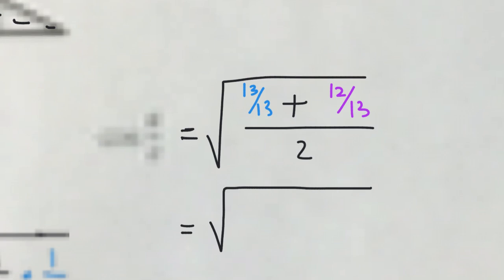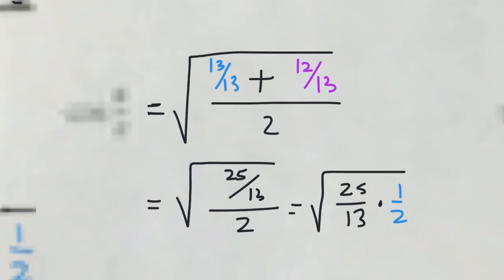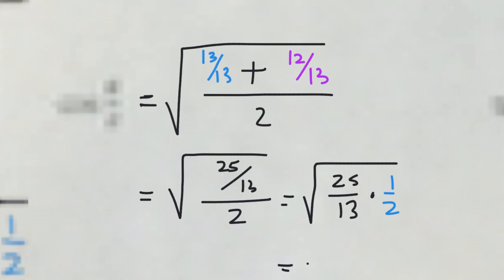I'm going to add. So 13 plus 12 is 25 over 13, all divided by 2. Okay, so we do the same procedures, right? We're going to have to multiply by the reciprocal underneath our radical. We have 25 over 13 times 1 over 2. Right? Dividing by 2 is the same as multiplying by 1/2. So I get the square root of 25 over 26.